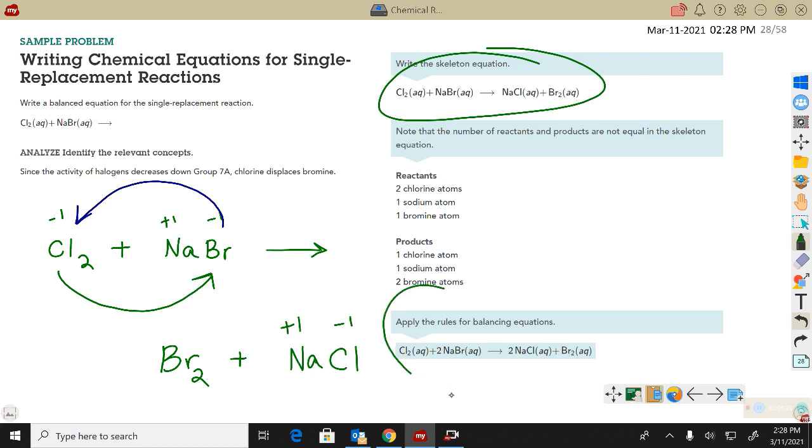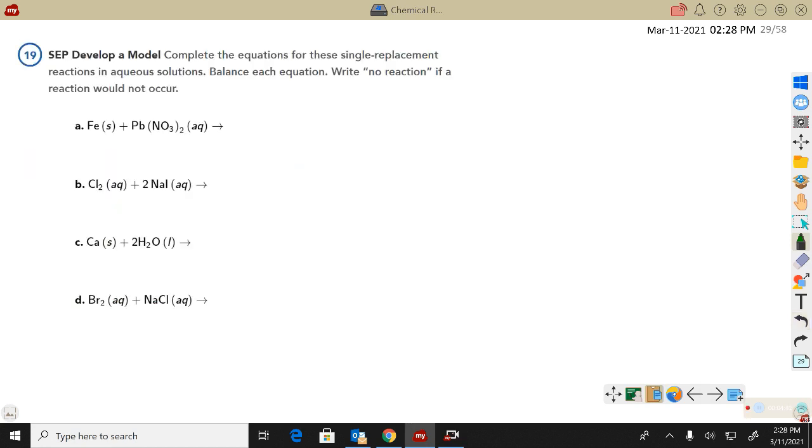The balancing part, that's the easy part. Once I've got that skeleton equation written, then I can add the coefficients to make sure that it's balanced. That really is the easy part. But there's a lot of work that goes into these things. So here are some more examples.